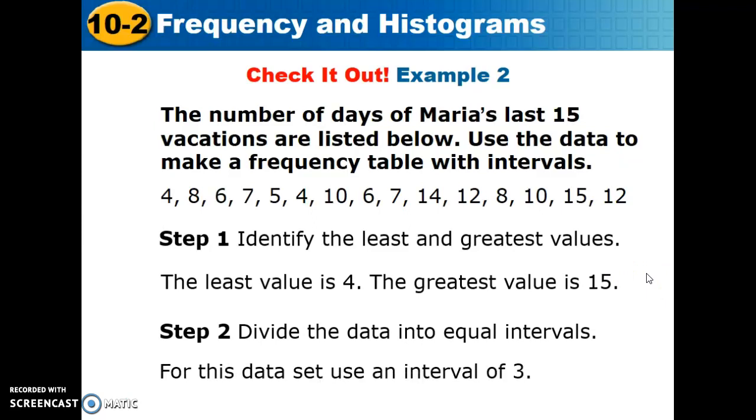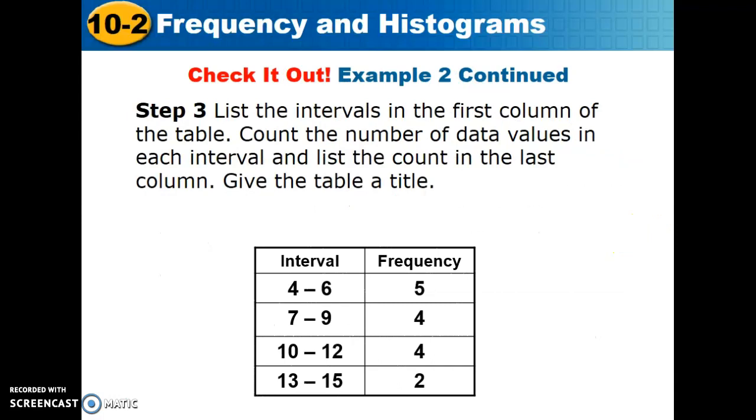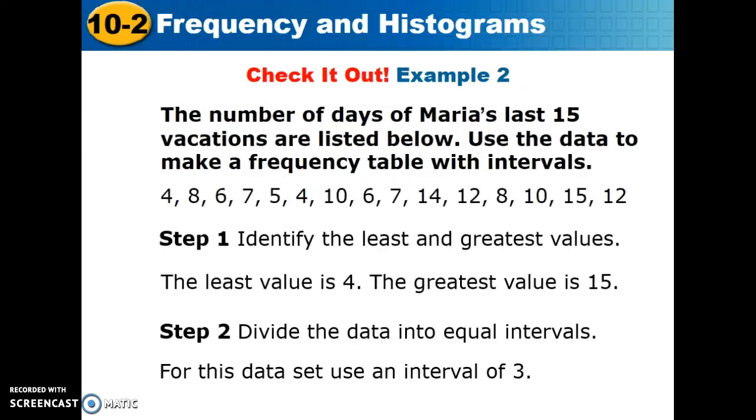Divide the data into equal intervals. For this data set, they're using an interval of 3. So from 4 to 6, that's 4, 5, and 6. We saw 5 values of data. Let's go back. They were 4, 5, and 6. We're going to go on to the next.